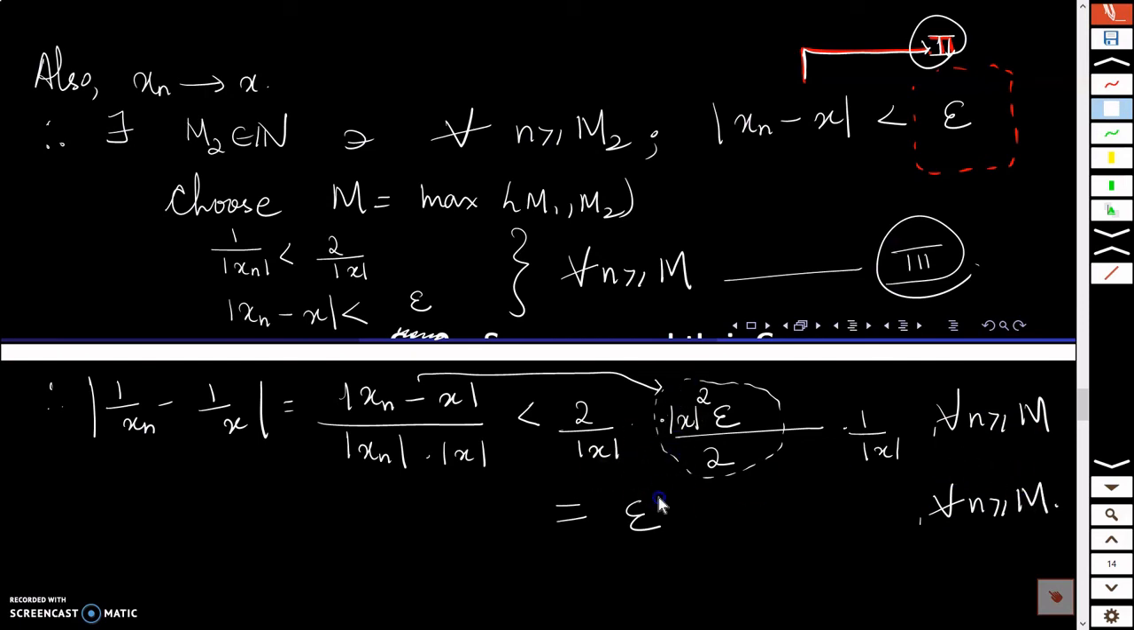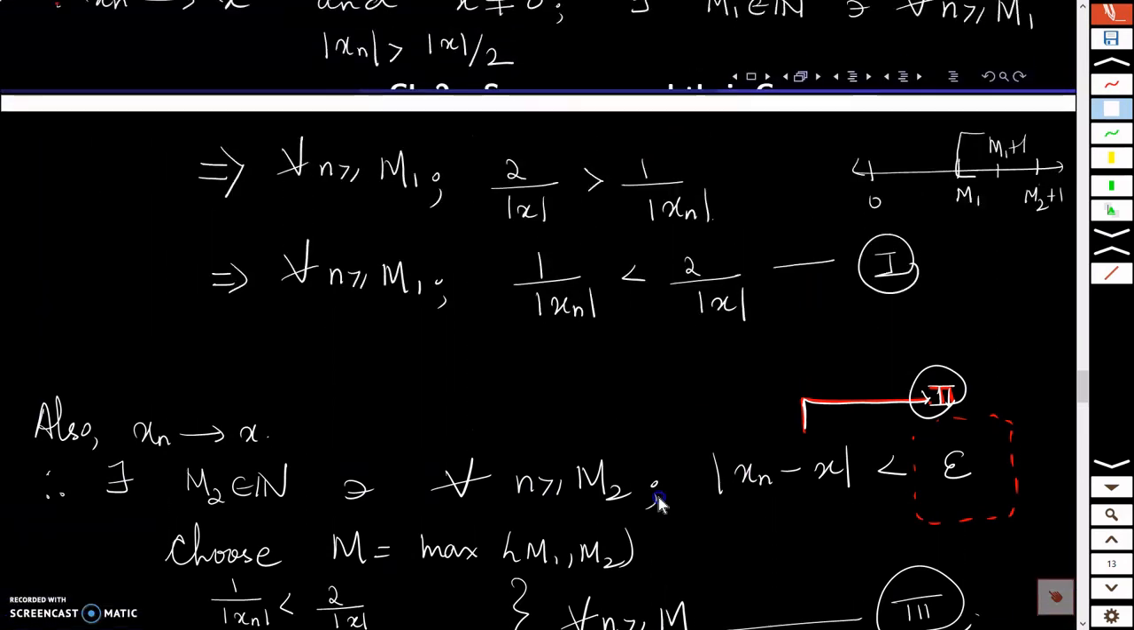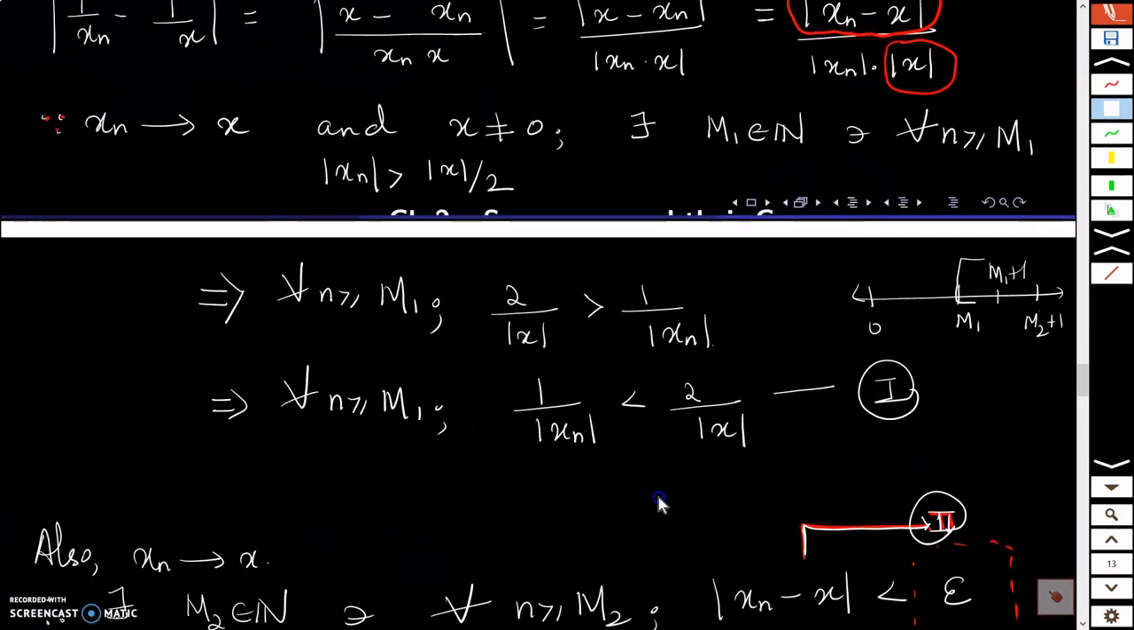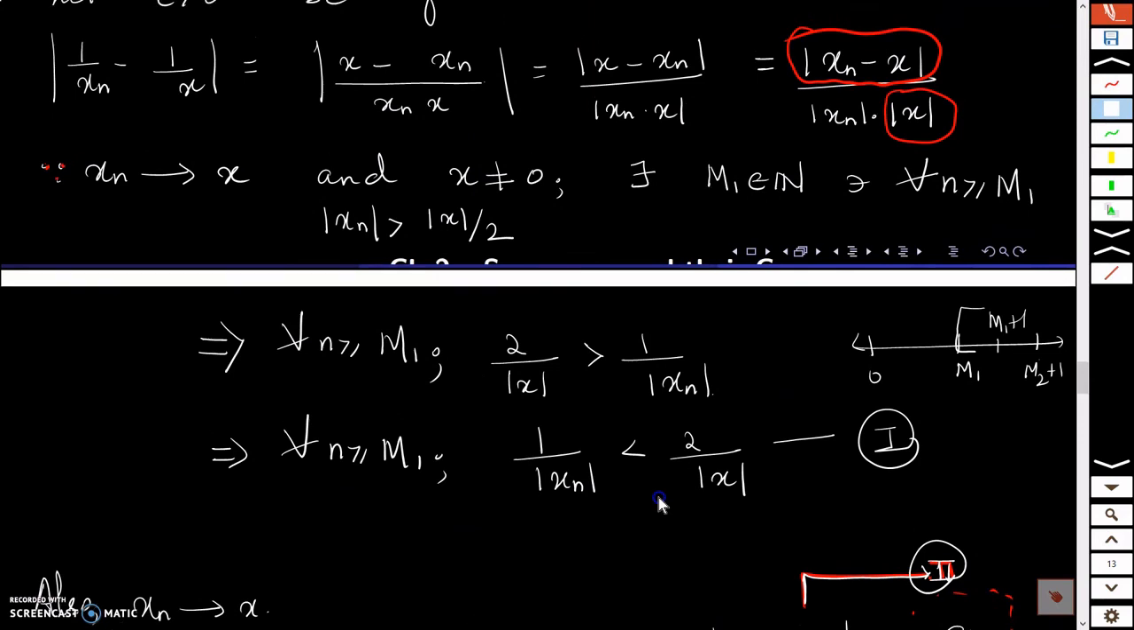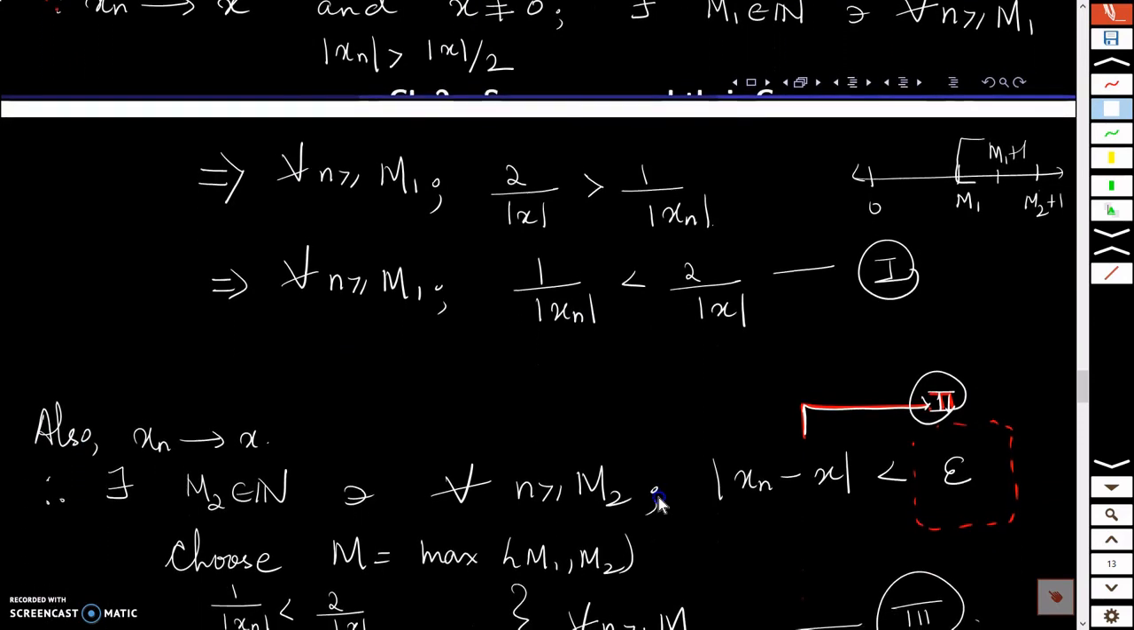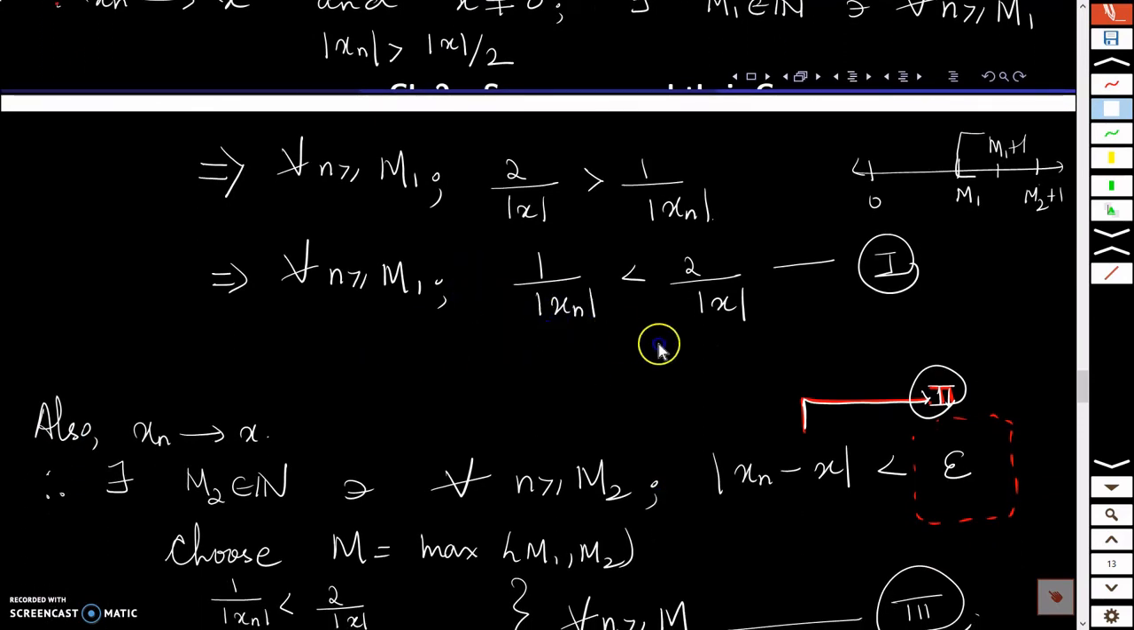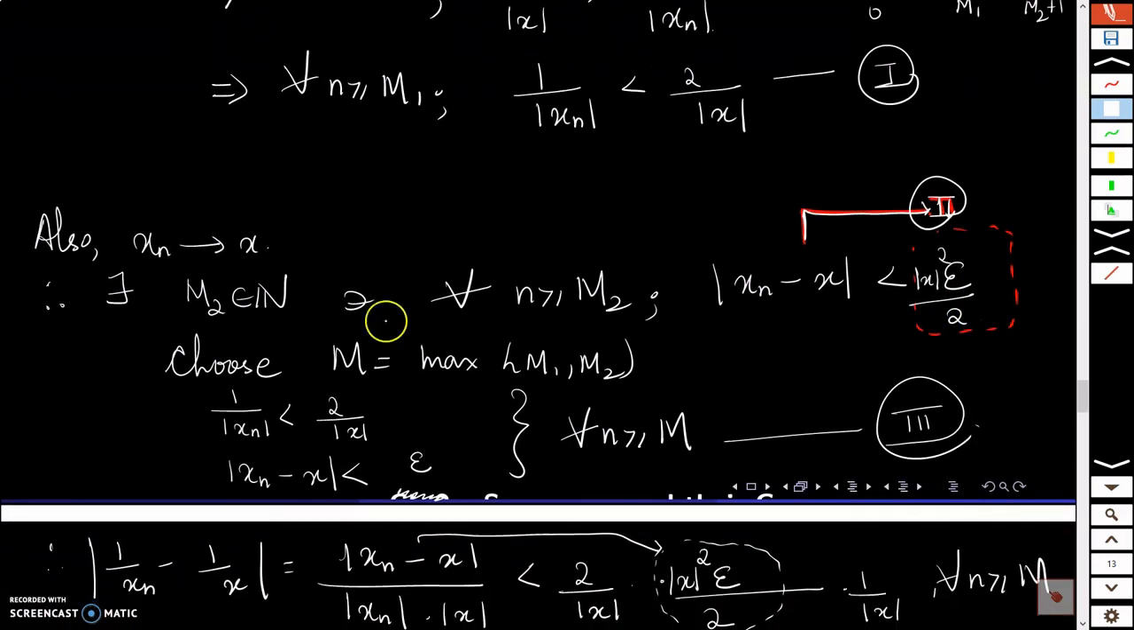So that's how it works. So I have to go back and change it wherever I have used it. Where the convergence part came here, this has to be mod x the whole square into epsilon by 2. And again here it has to be epsilon into mod x the whole square, and this you divide by 2.